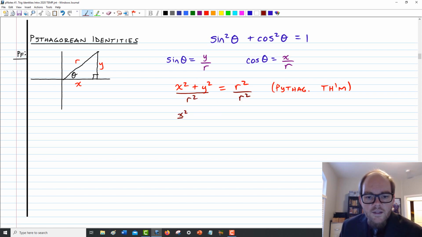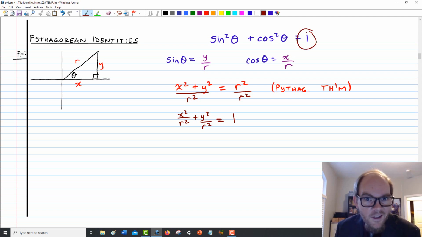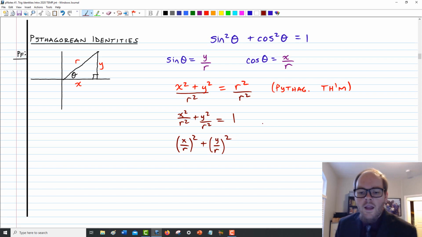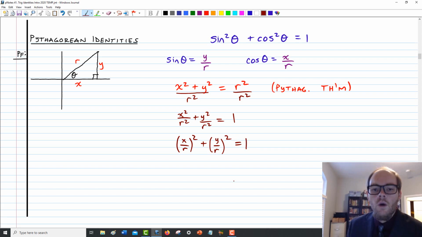When I do, I can break this up into x squared over r squared plus y squared over r squared, and all of that is going to be equal to 1. That's a good sign, because this Pythagorean identity is equal to 1. On the left, we have x squared over r squared. I'm going to rewrite that as x over r, squared. And I'll do the same thing with y squared over r squared. I'll rewrite it as y over r, squared. And of course, this all remains equal to 1.